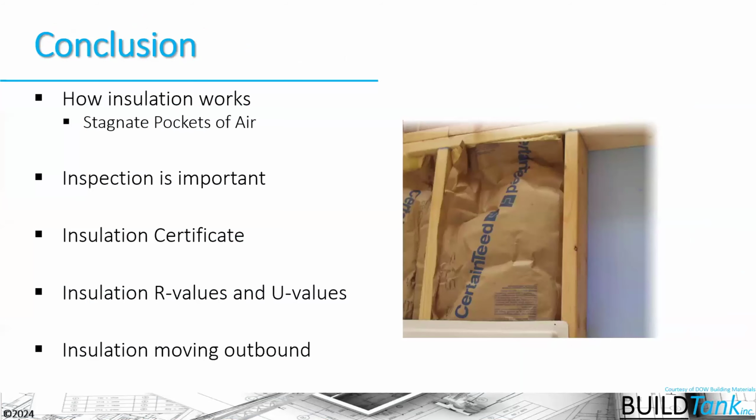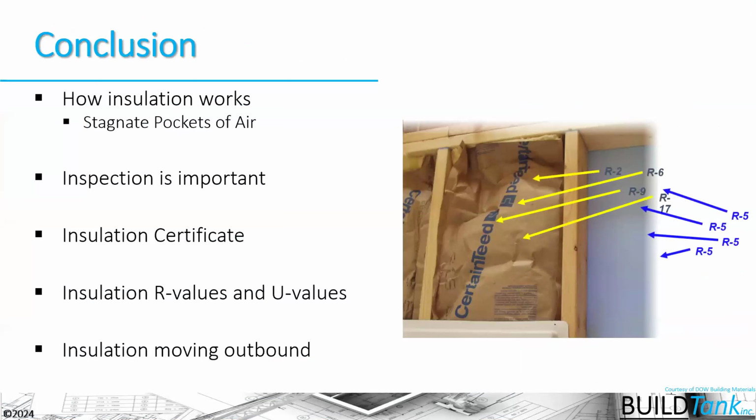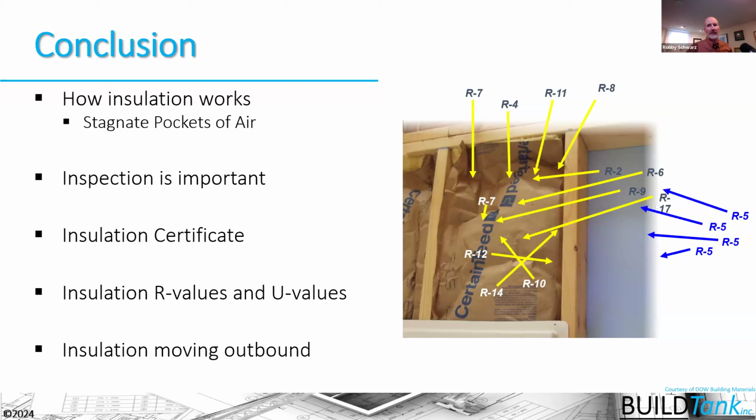So to conclude, we understand that insulation's job is to trap a stagnant pocket of air and keep that pocket of air stagnant to resist conduction. And the resistance is measured by R value here. We see that inspection is important, that we want to avoid gaps, voids, and compressions in the assembly. And we need to ask the question, is it there and does it work as it's been installed?